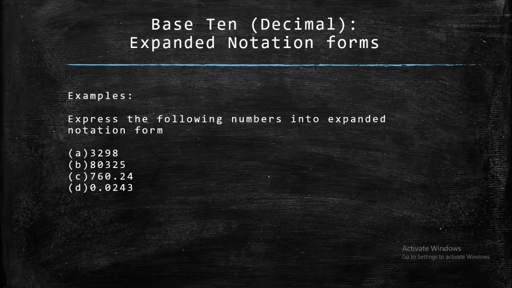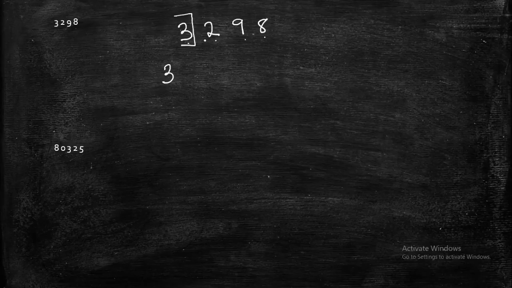So starting with the first one, 3298, if we want to express this number in expanded notation form, we are going to expand it somewhat. So look at it very well. We have 3298, right? So how many numbers do we have here? We have 1, 2, 3, 4. So we are going to take this one on the extreme left, this 3. We are going to write it down. Then count what is left on the right hand side. We have 3: 1, 2, 3.